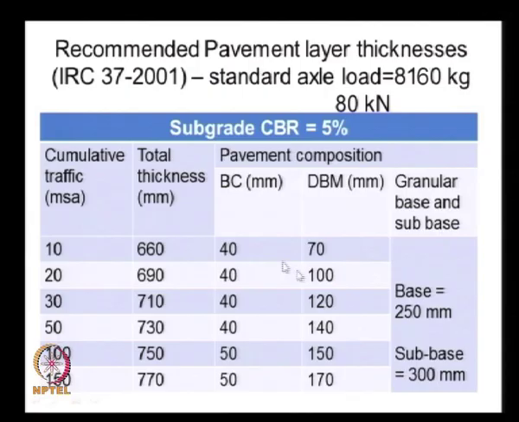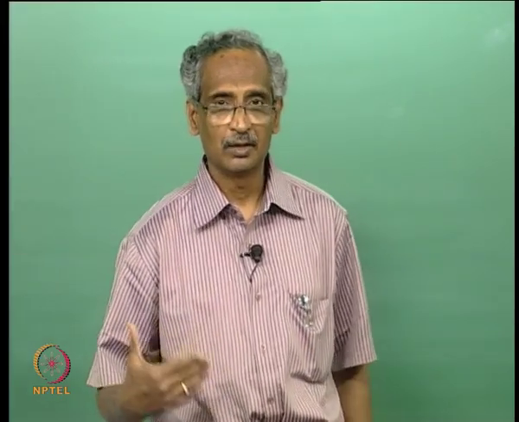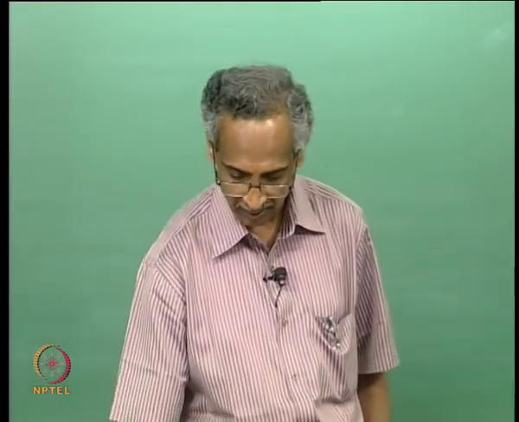Then the granular base and sub base thicknesses are given as a base course layer of 250 mm and the subbase layer of 300 mm. And so if we add up 40, 70, 250 and 300, we get this total thickness of 660, and this data is given for different CBR values, 5%, 7%, 10% and so on.